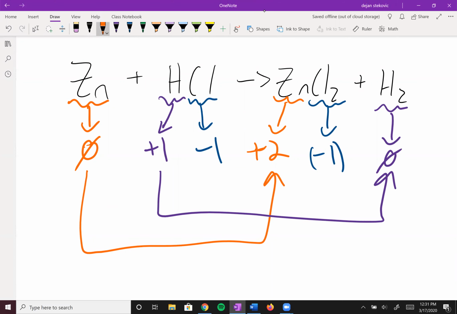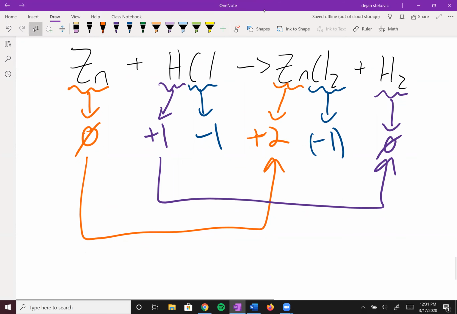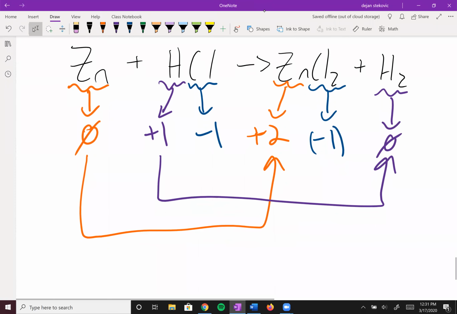So here zinc is going from 0 to 2+. It must have lost electrons, since electrons are negative. And if you think about OIL RIG, oxidation is loss. So here we write oxidation. And then in the other case, we go from +1 to 0. We got more negatives, so that means we gained negatively charged electrons. And so reduction is going on here.